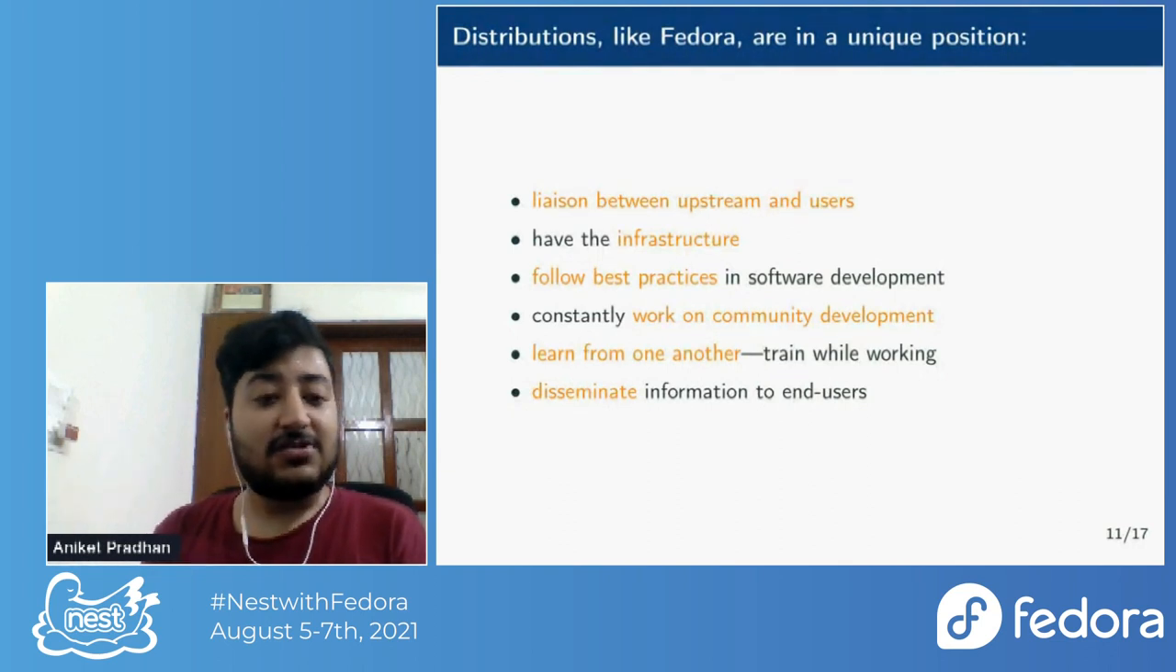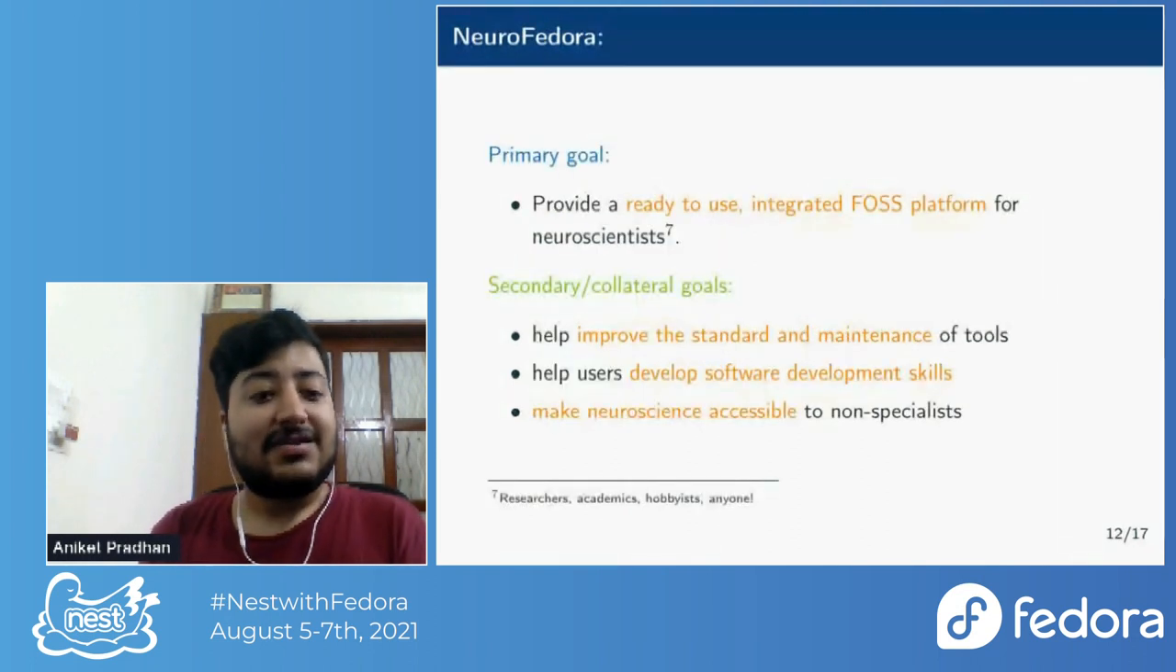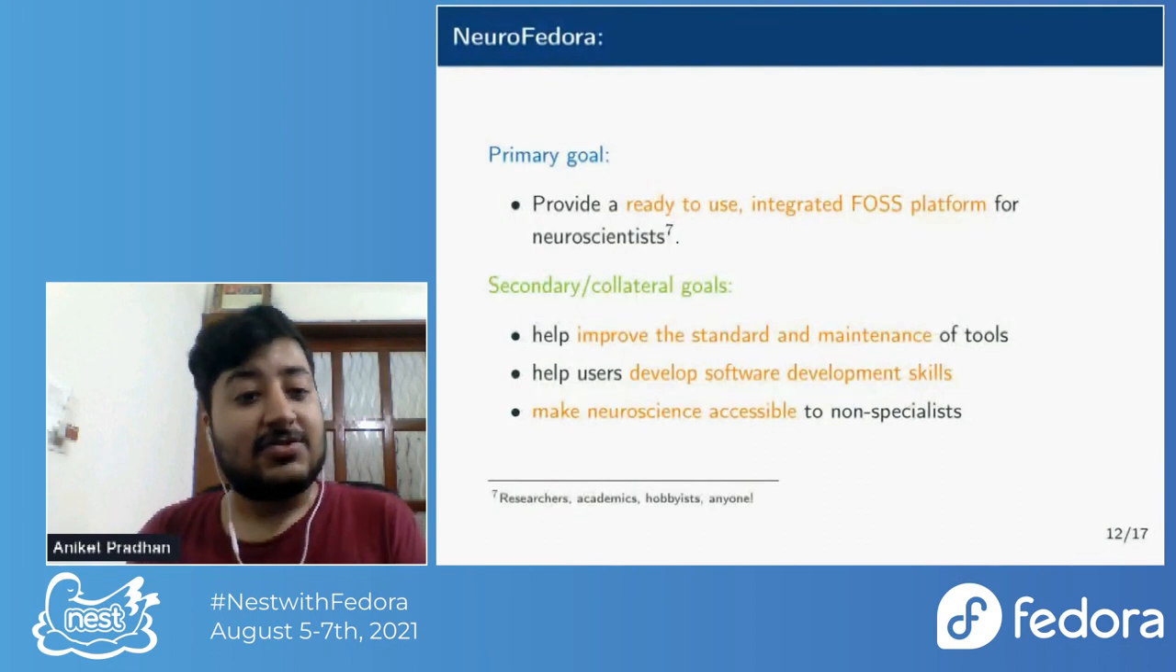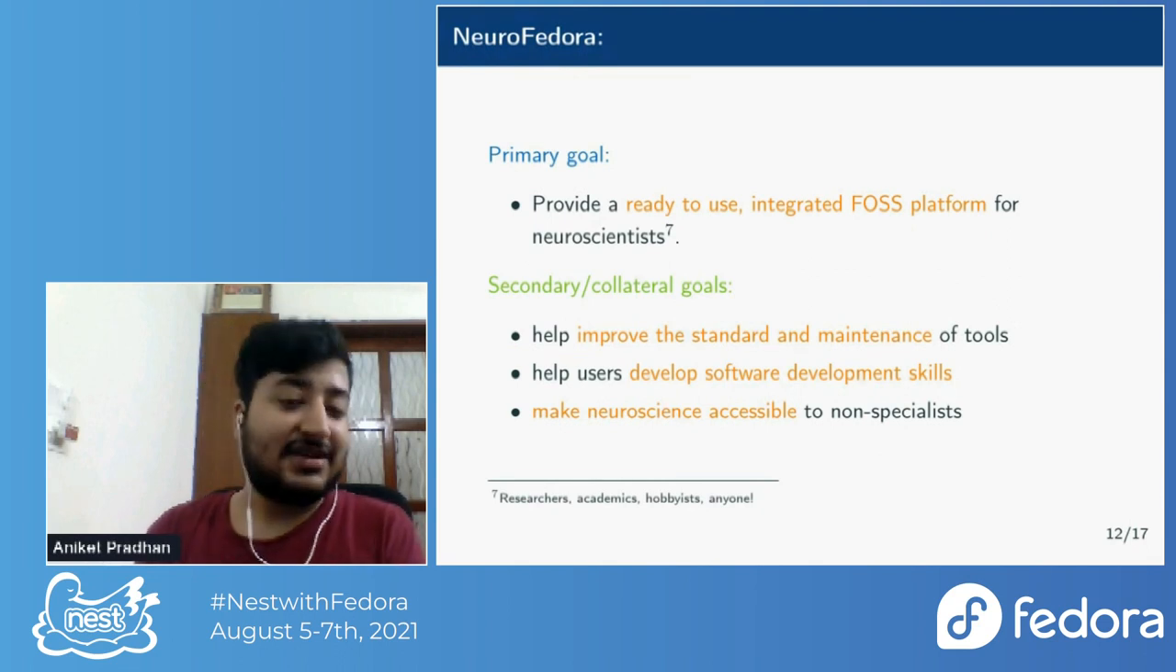And furthermore, we are also providing help to the users. If they are facing any difficulty installing or using the software, we are there to help them. Why? Because a lot of us are from the neuroscience community and have the experience of how to use the tools. So if there's anything, then obviously we can help. So about NeuroFedora, what's our primary goal? It's basically to provide a ready-to-use integrated FOSS platform for neuroscientists.